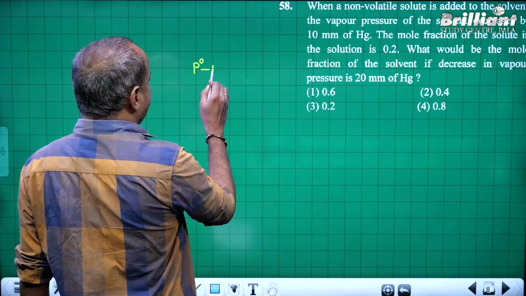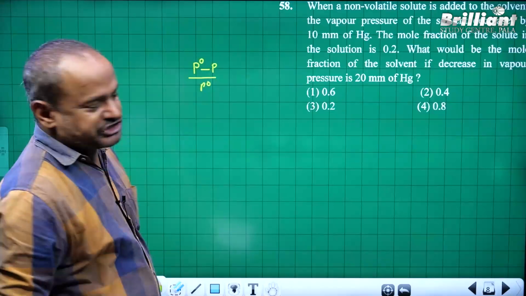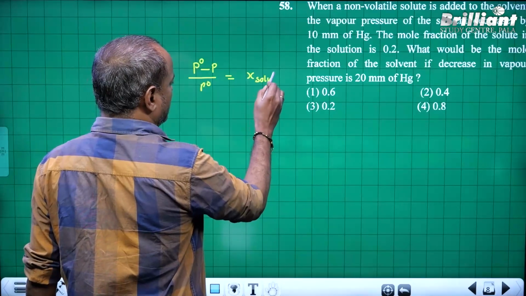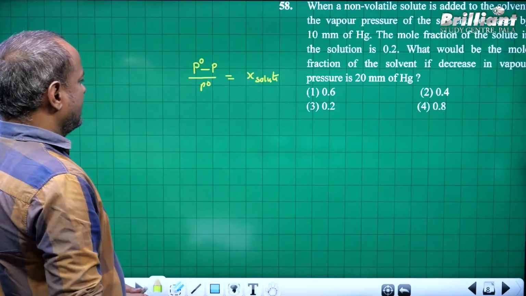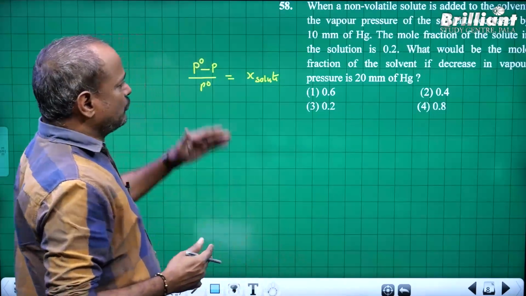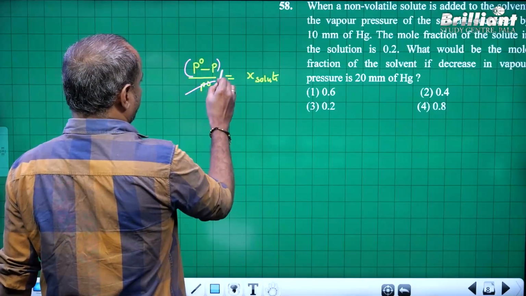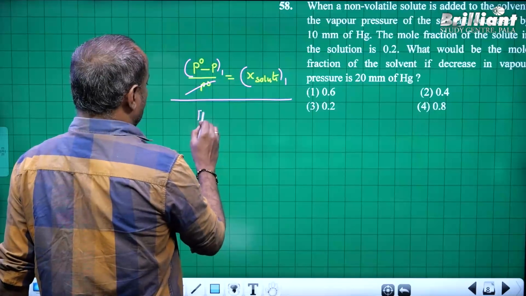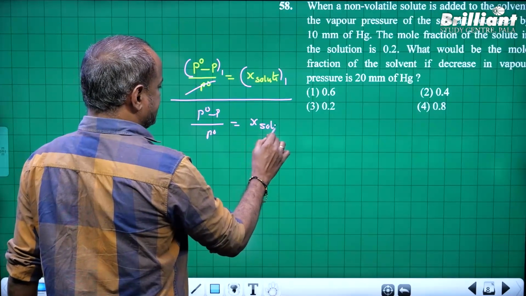P naught minus P by P naught is called relative lowering of vapor pressure, equal to mole fraction of solute, is called Raoult's law. Relative lowering of vapor pressure is equal to mole fraction of solute is called Raoult's law. Now take the ratio of two comparisons, because P naught is a constant. For second comparison, P naught minus P, mole fraction of solute second time.